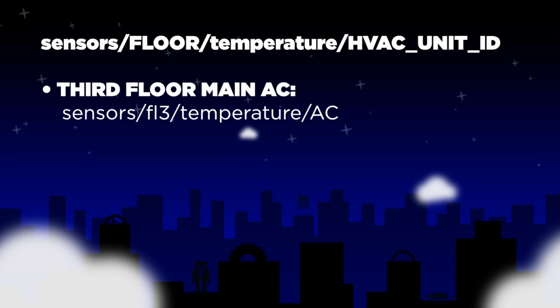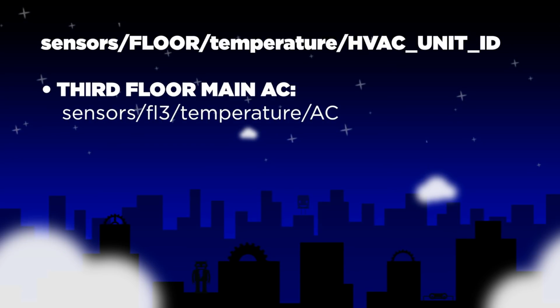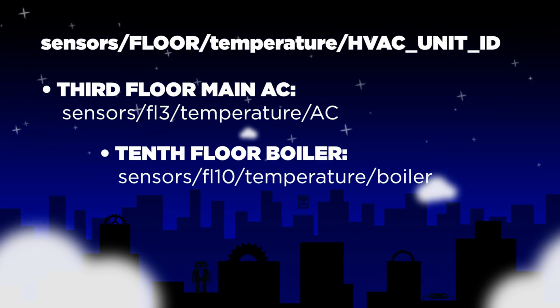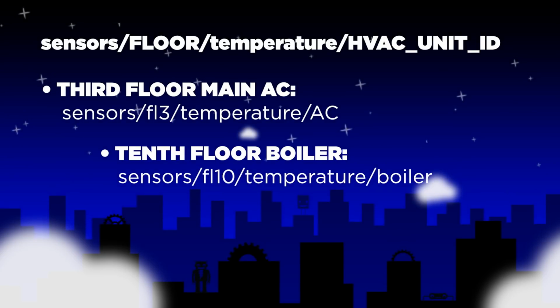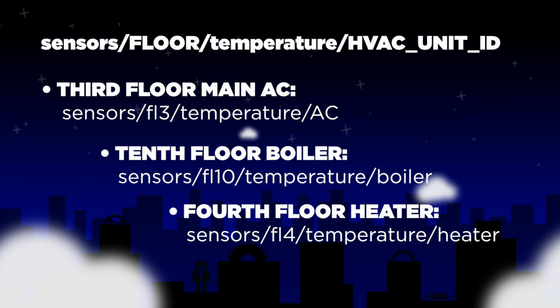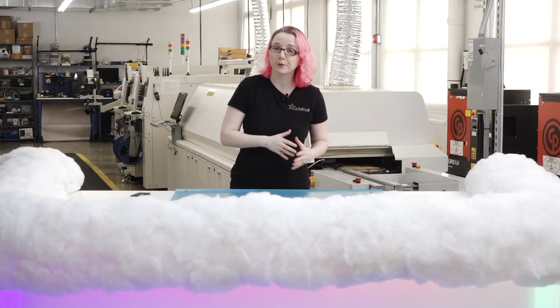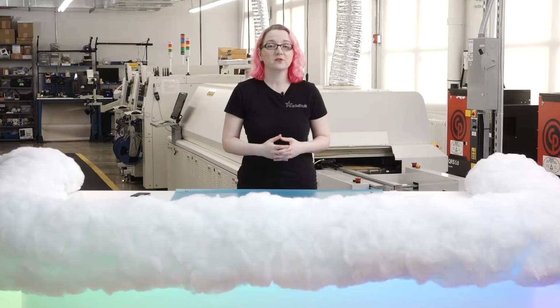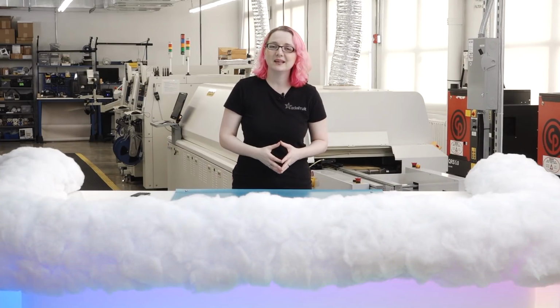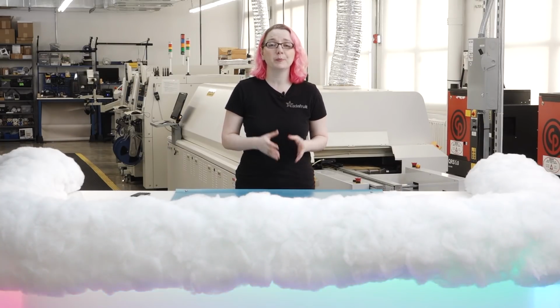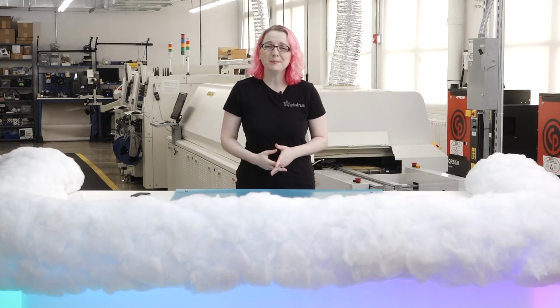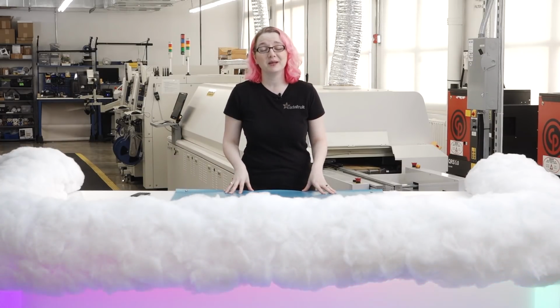So the third floor main AC would be publishing to a topic like this. The 10th floor boiler would have a topic like this. And the 4th floor heater would use a topic like this. While there is no requirement that we organize our topics like so, not doing that is akin to putting every document you make on your computer desktop. You can do it, but it makes it really hard to keep track and makes it really hard to find stuff later.